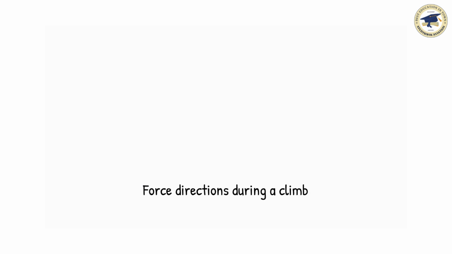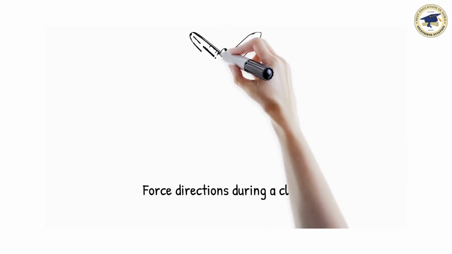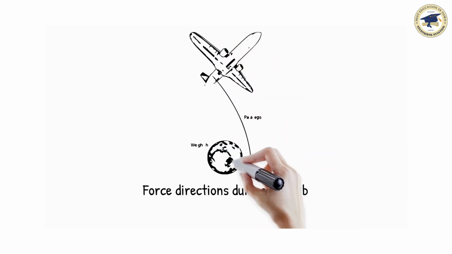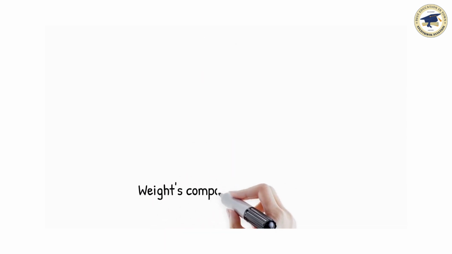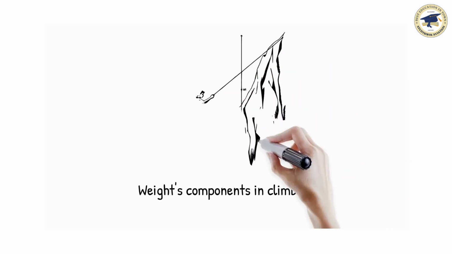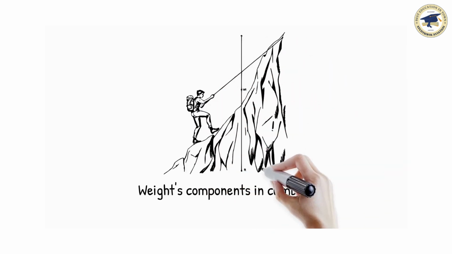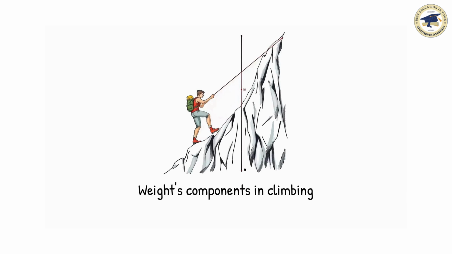In a climb, thrust and drag still act along the airplane's flight path. Lift still acts at a right angle to that path. Weight always points straight down toward the center of the Earth. But because your flight path is tilted, weight now has two components. One part still opposes lift, just like in level flight. The other part works against thrust, effectively adding to drag.